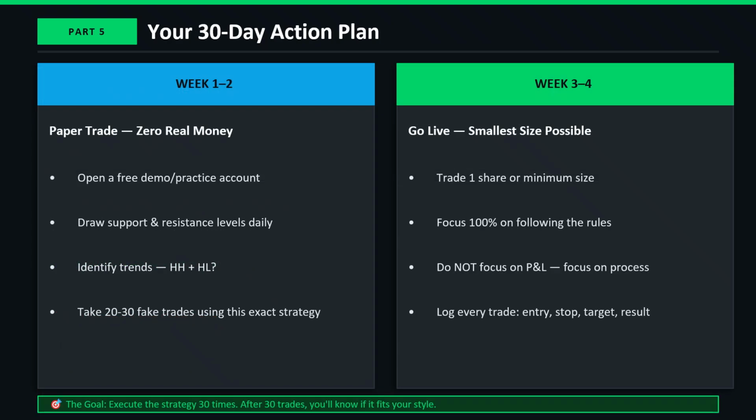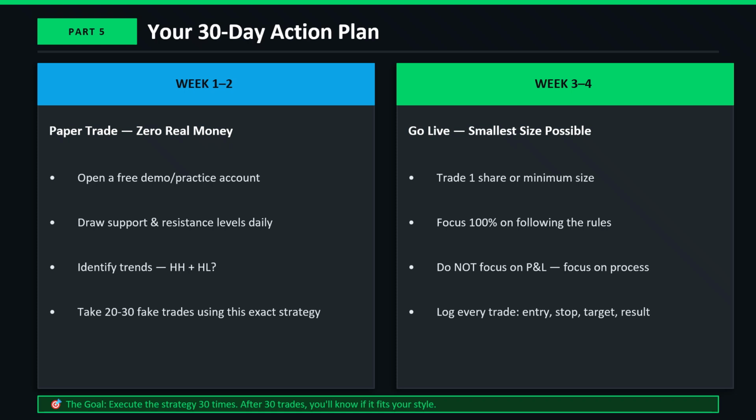Okay, we've covered the theory. Now it's time for the most important part, the action plan. This is your roadmap for the next 30 days. For weeks 1 and 2, you're going to paper trade. That means zero real money. You'll open a free demo account, and your only job is to practice.